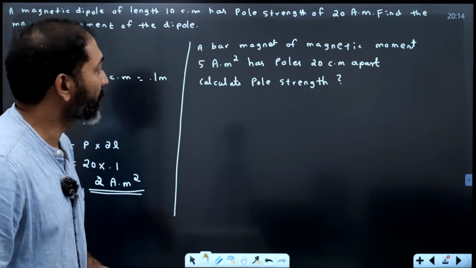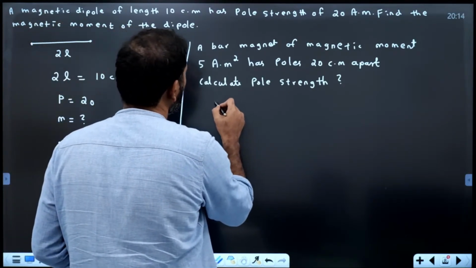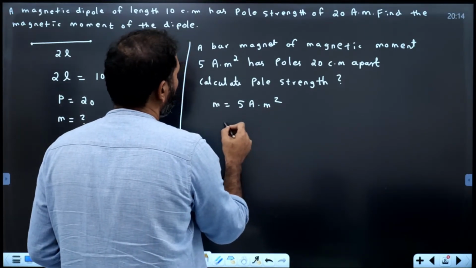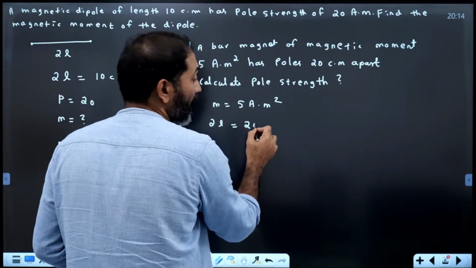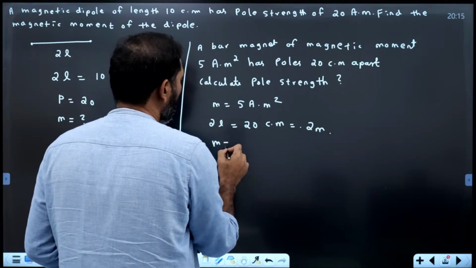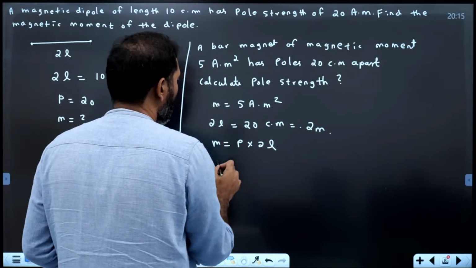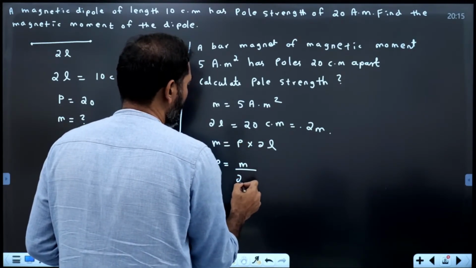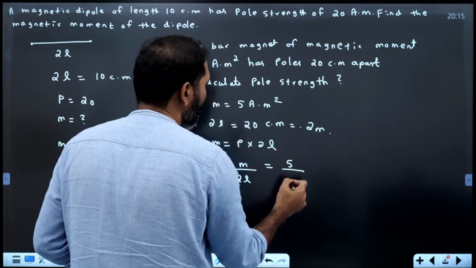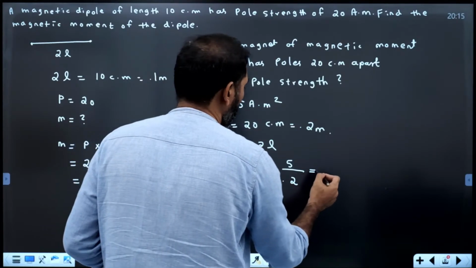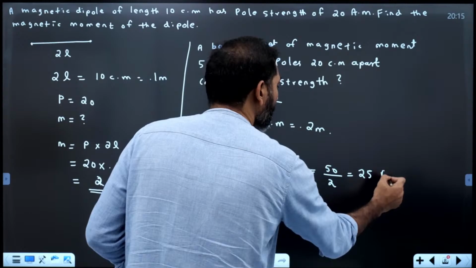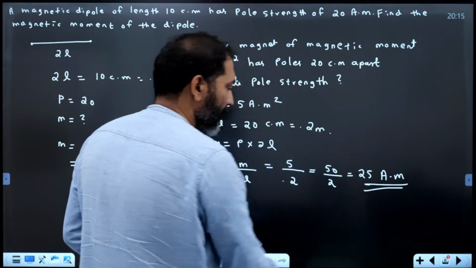Magnetic moment M is equal to 5 ampere meter square. 2L is equal to 20 centimeter, that is 0.2 meter. So M equals P into 2L. So P is equal to M by 2L. M is 5 divided by 2L, which is 0.2. That is 50 by 2, which equals 25. Since it is pole strength, the unit is ampere meter.